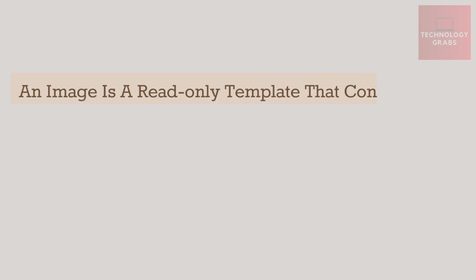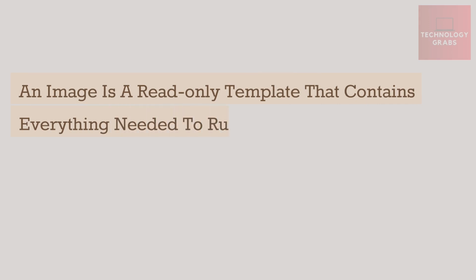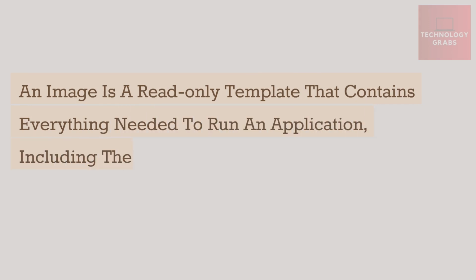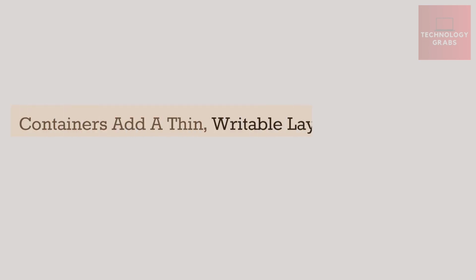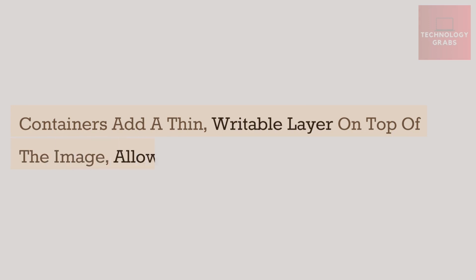Images as blueprints. Containers are created from Docker images. An image is a read-only template that contains everything needed to run an application, including the code, runtime, libraries, and environment variables. Containers add a thin, writable layer on top of the image, allowing temporary modifications.